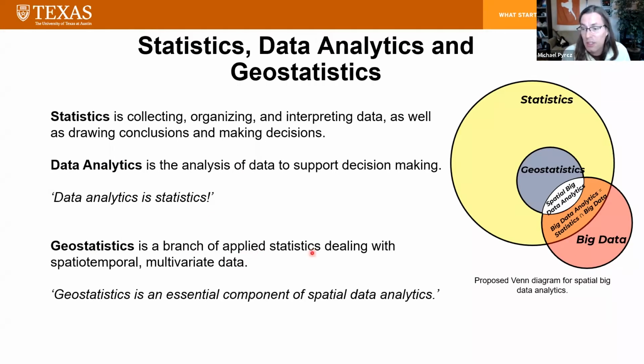Geostatistics is a branch of applied statistics, dealing with spatial, temporal, multivariate data, uncertainty, spatial continuity, volume support, all of those things. Now, what I would say is geostatistics is an essential component of spatial data analytics. And if I had to draw a Venn diagram to describe these scientific disciplines: big data, statistics, big data analytics, spatial big data analytics right there.